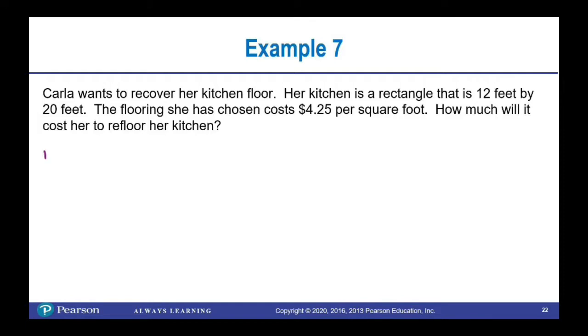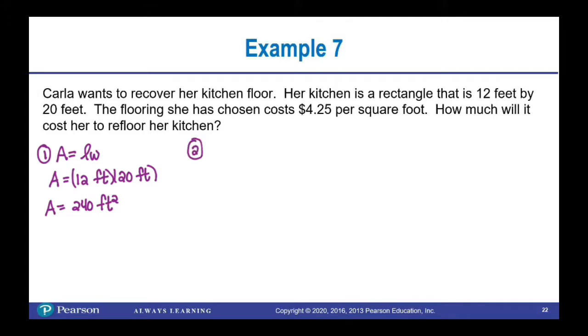So first, let's start with the area of the kitchen. The kitchen is a rectangle, and so our area would be length times width. Our length is 12, and our width is 20 here. And 12 times 20 is 240. Our units here are square feet. Then to find how much it will cost to refloor the kitchen, I take the 240 square feet, and I multiply that by my unit ratio, $4.25 per 1 square foot. The square feet cancel out, and 240 times 4.25 gives us $1,020.